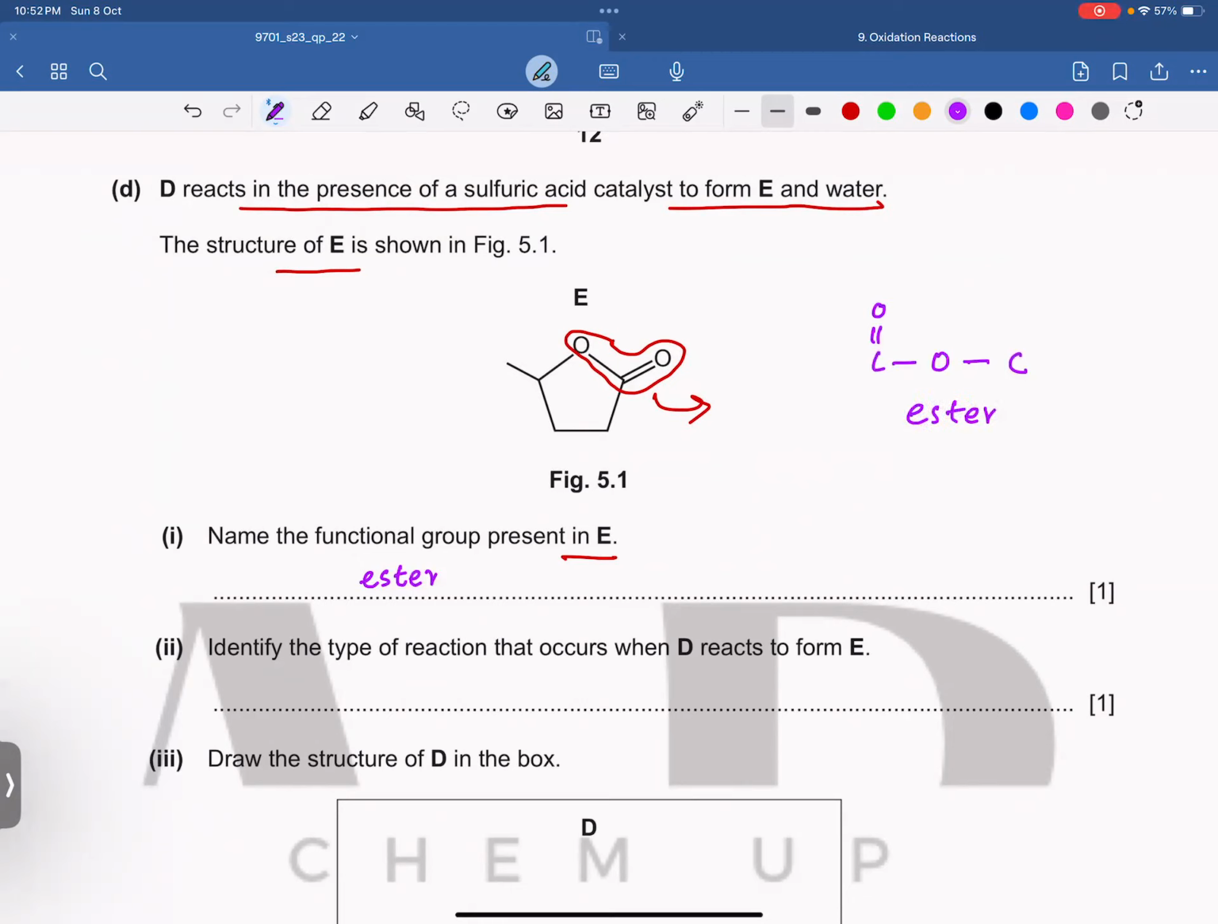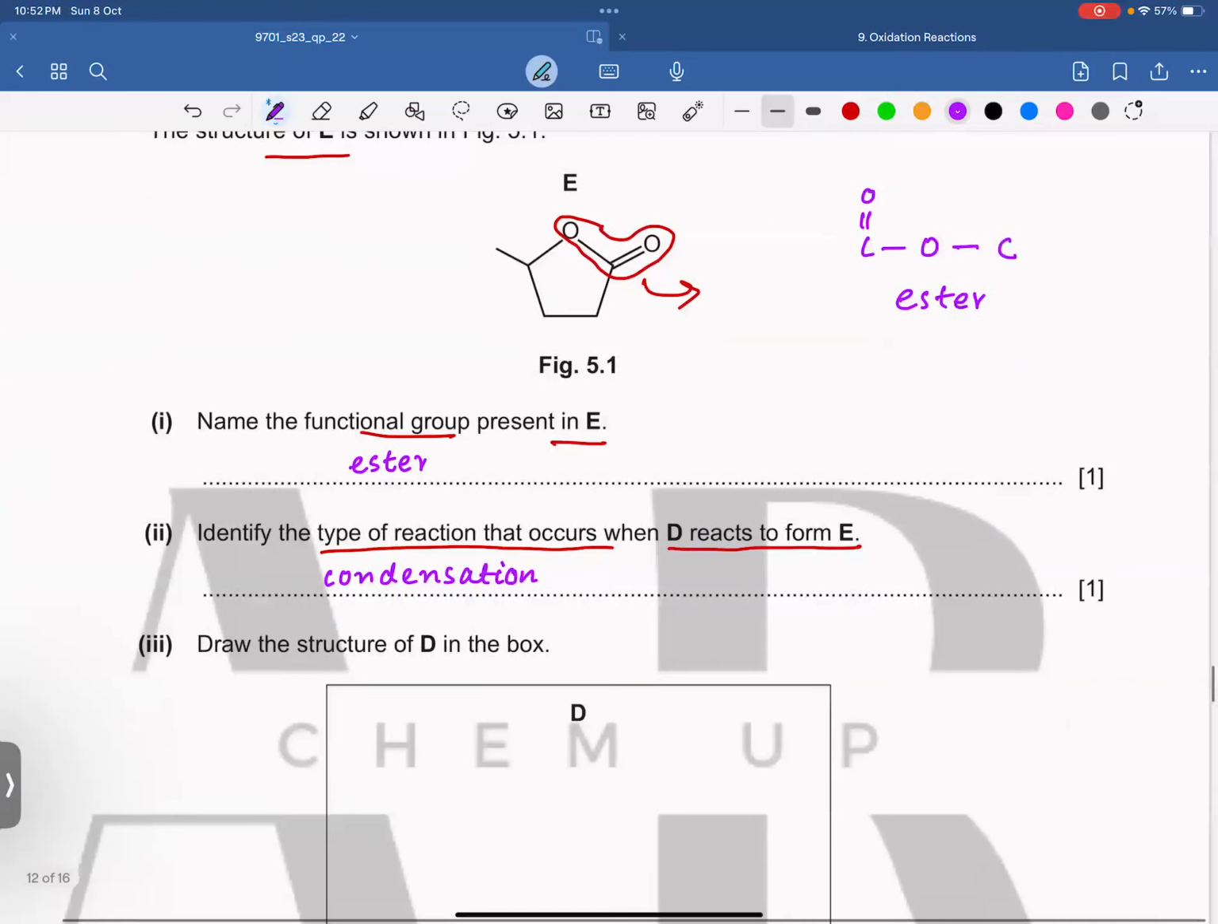Very good. Identify the type of reaction that occurs when D reacts to form E. So by which reaction is an ester formed? What do we call it? Condensation, because a small molecule of water is being formed along with the molecule of ester, so it's a condensation.